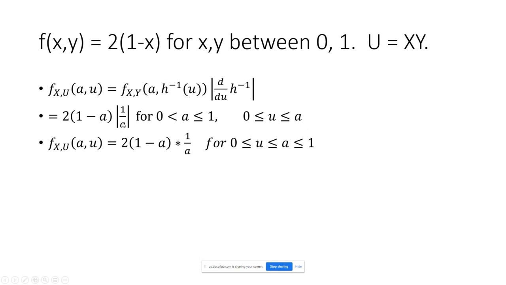So as we said, 1 over a is going to be positive, so we don't need those absolute value bars in there anymore. And we can simplify our range of values for u and a as saying that u is between 0 and a is less than or equal to 1. So try writing out the integral that you would use to find the marginal density of just u.